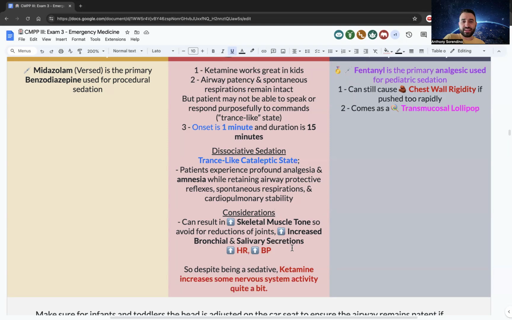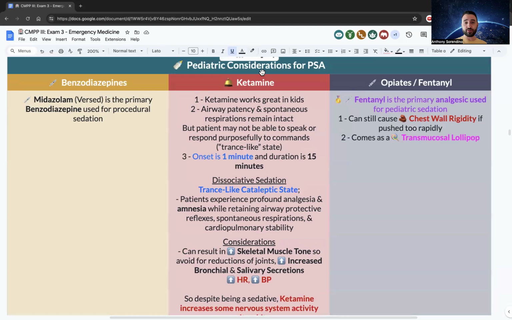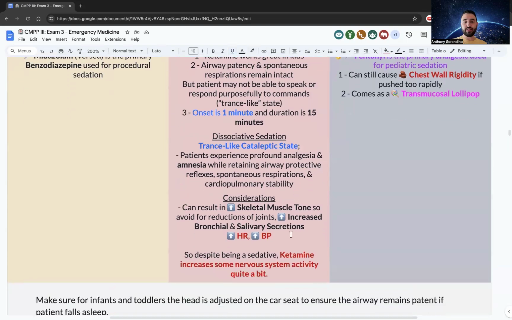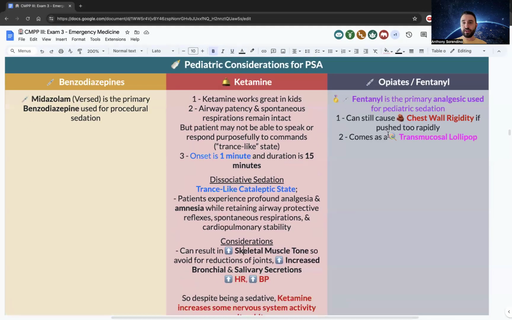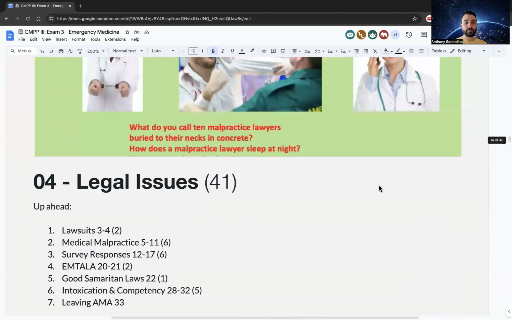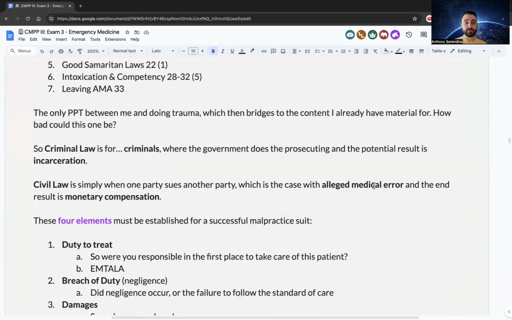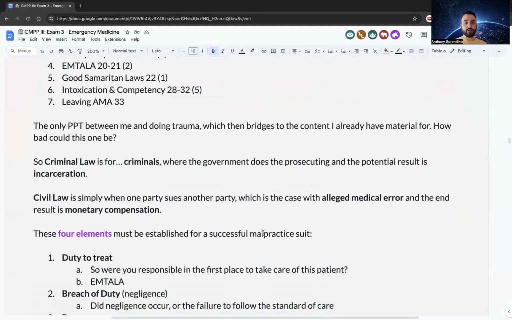And it's going to increase heart rate and increase blood pressure. So I think that's a pretty interesting thing for something that's such a strong sedative. It's going to increase blood pressure and heart rate. So despite it being a sedative, it has some pretty interesting nervous system activity, especially with the skeletal muscle tone. So keep that in mind. Fentanyl, again, chest wall rigidity. It comes as a transmucosal lollipop. I thought that was really interesting. Sounds extremely dangerous. All right, now we go into legal issues.